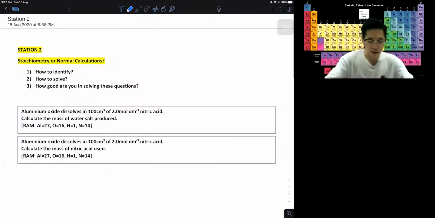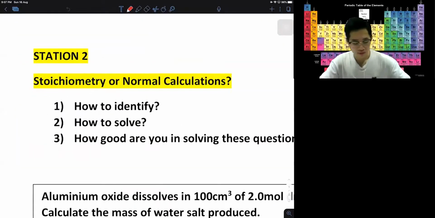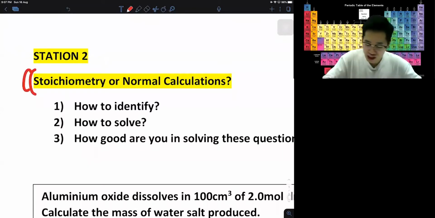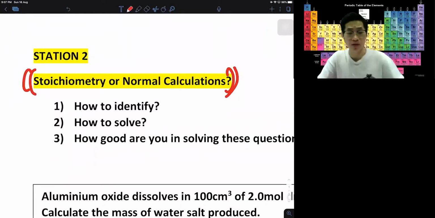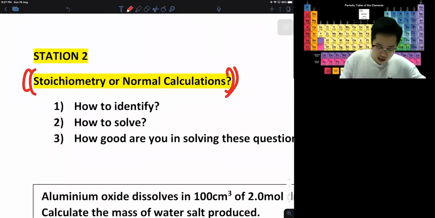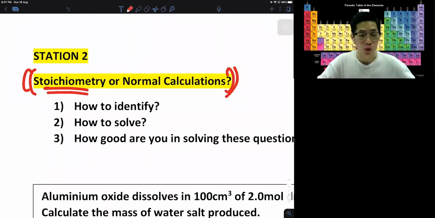Okay, what is this class about? See, this topic number 2 is to help you answer questions like stoichiometric calculation or a normal calculation question. You know what this is? These are the questions whereby they will give you 3 marks or maybe 2 marks, and you have to do mole ratio and then find what they want you to find. This is what we will be mainly doing for today.